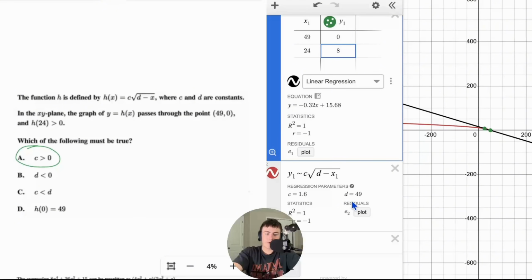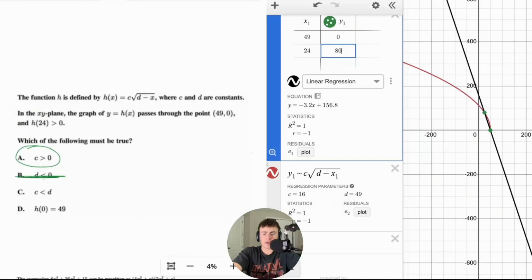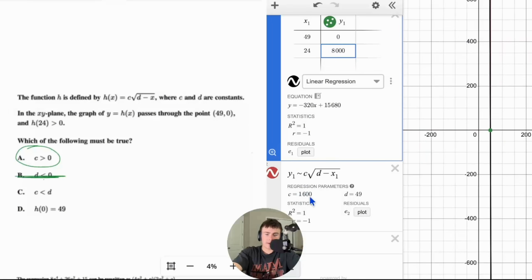Is D less than 0? D is 49. It's not even close. It's way bigger than 0. This is wrong. Is C always less than D? Well, let's say this is like 8,000. C is bigger than D. So immediately, this is not true. C is not less than D, so this is wrong.